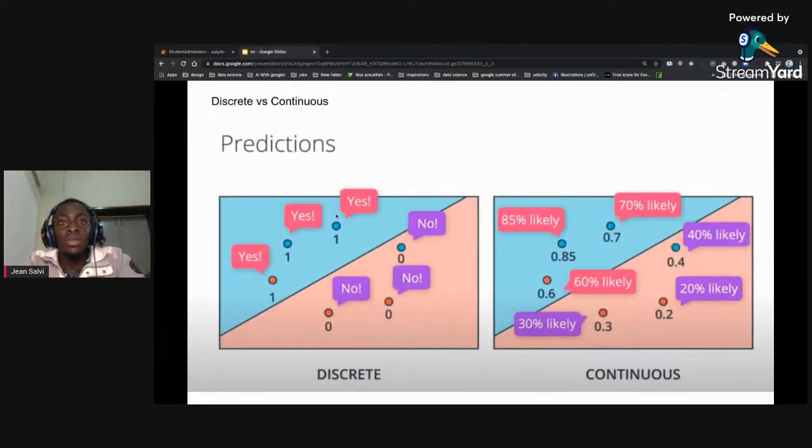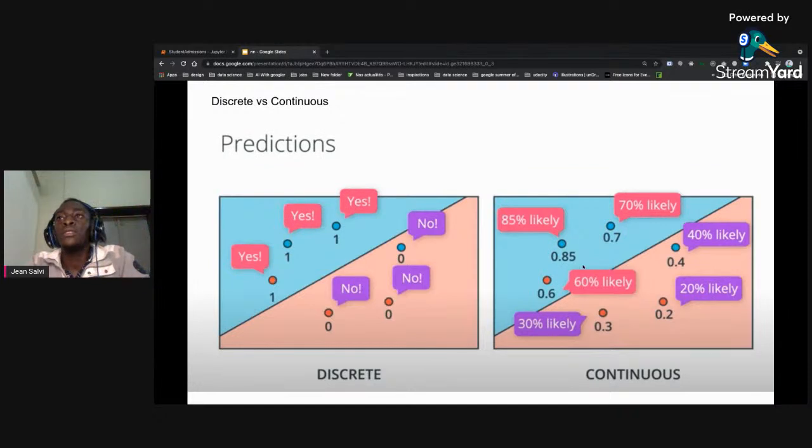So there are discrete predictions and continuous predictions. Let's say we are predicting whether someone gets accepted to a university or not. That means we have a discrete output, right? So it's yes or no. Someone is either correctly classified as accepted or not. Yeah, that's discrete.